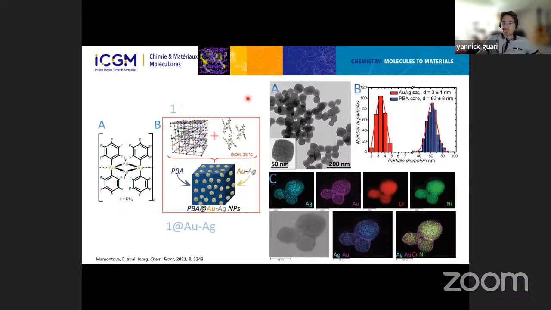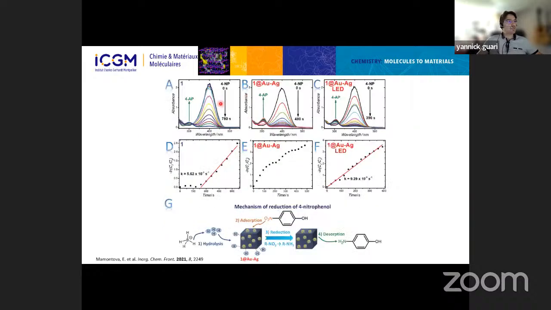And such nanoparticles can be used for 4-nitrophenol reduction in the presence of borohydride. So using the Prussian blue analog alone, an induction time is needed that can be due to the lack of hydrogen generation from the borohydride via the Prussian blue analog at the beginning.